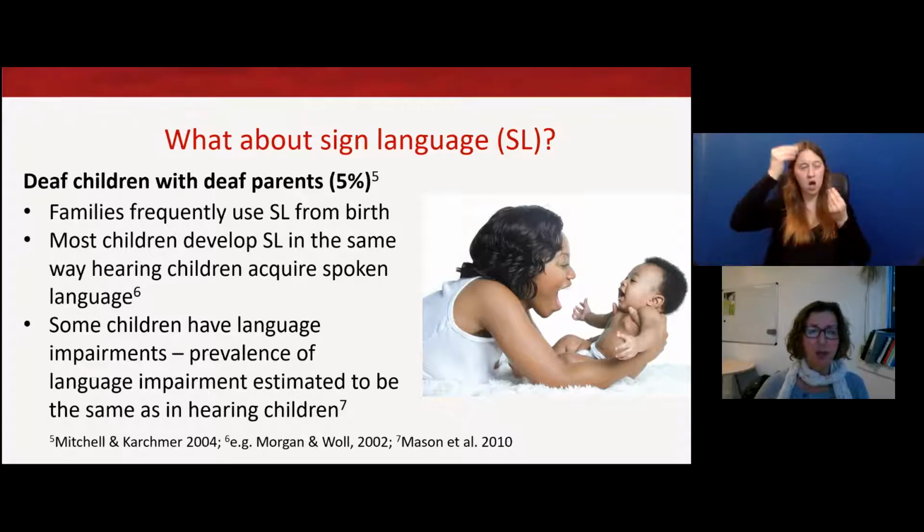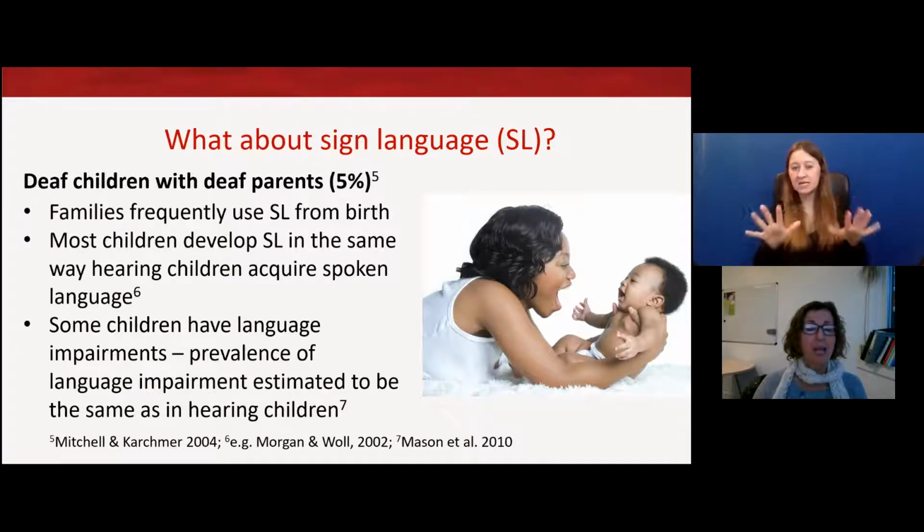Our recent research has shown that a similar proportion of signing children also seem to have these sorts of language impairments. So even within children who have deaf families, where the environment is optimal for language learning, we still need to be alert to the fact that there are potential risks in terms of language acquisition. So these children need to be assessed.